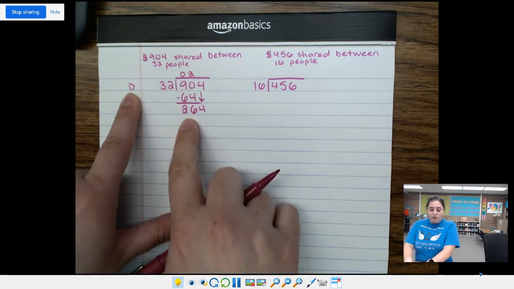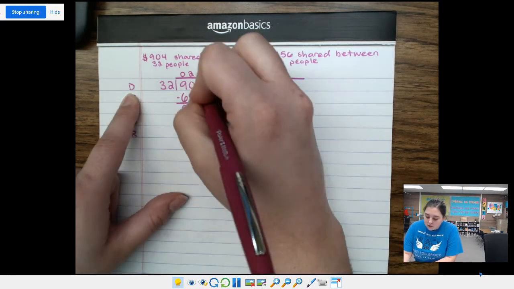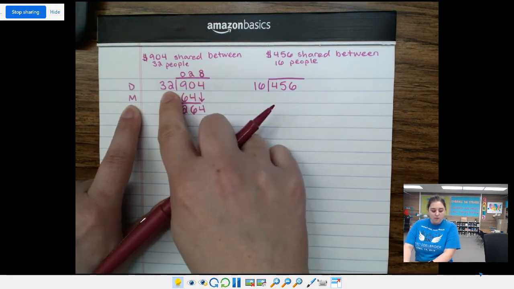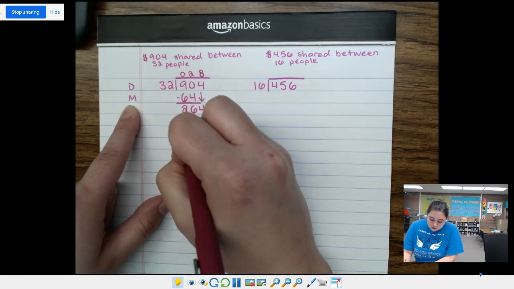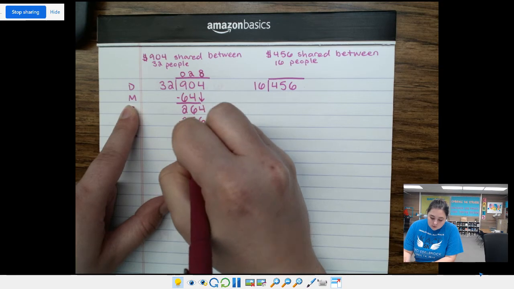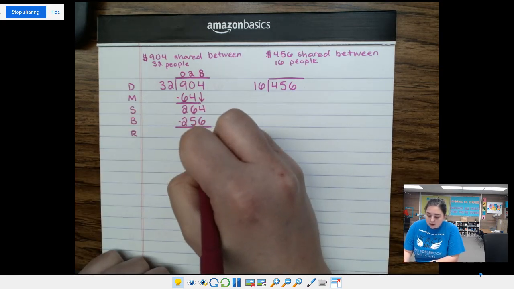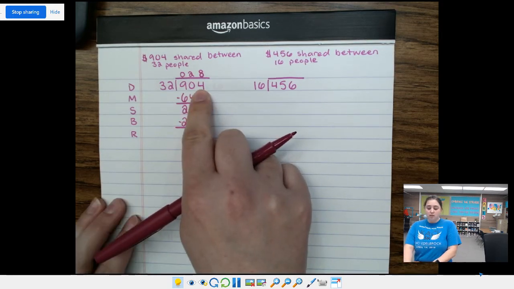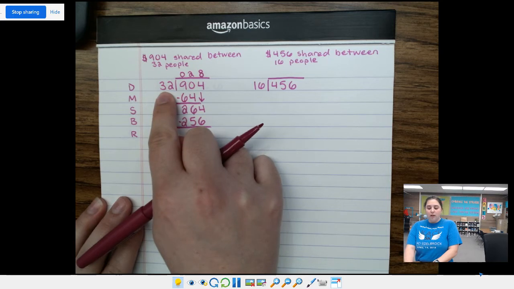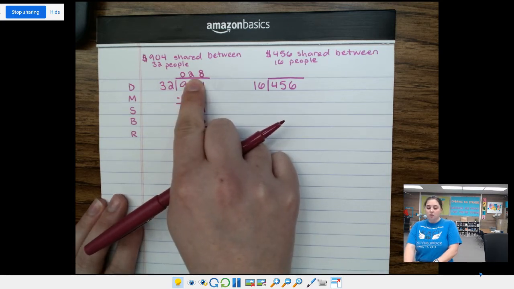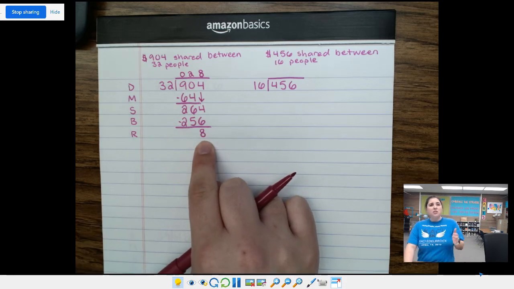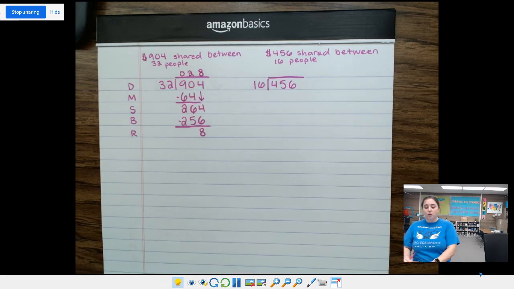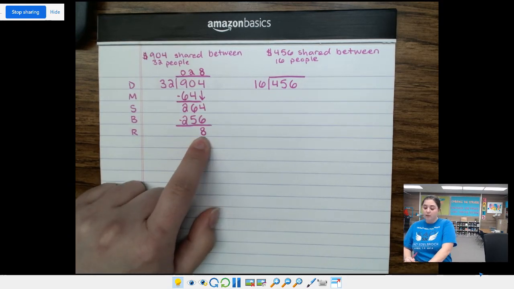32 can go into 264. Again, I already did the math. I figured out it can go in 8 times. And 8 times 32 was 256. And when I subtracted, I got a remainder of 8. So what this is telling me is $904 divided by 32 people, everyone's going to get $28. The remainder, that $8, is not enough to give those 32 people another dollar. So that $8 is just going to waste. It's just not going to be given out to anybody.